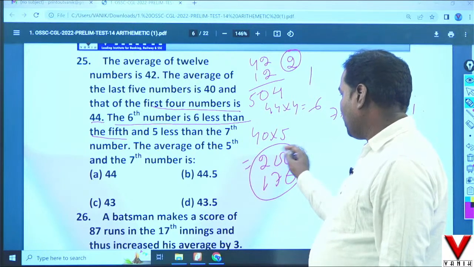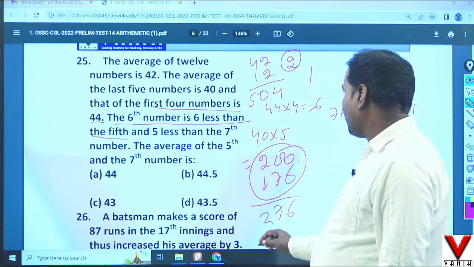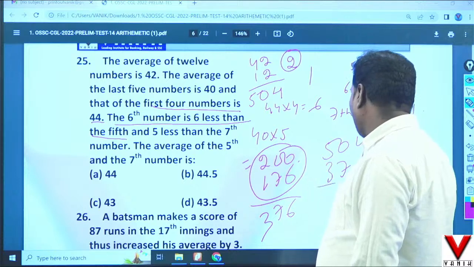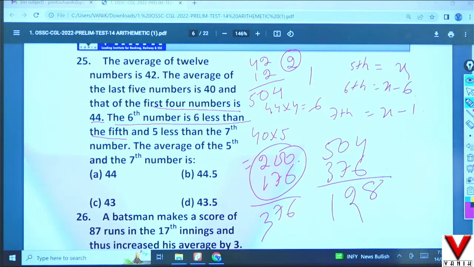If we add these numbers, 5 plus 4, there are 9 numbers. That is 376. 504 minus 376. 14 minus 6 is equal to 8, 9 minus 7 is equal to 2, then 4 minus 3 is equal to 1. 128. Okay.